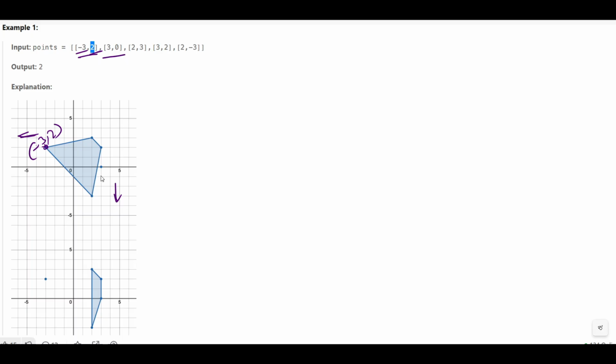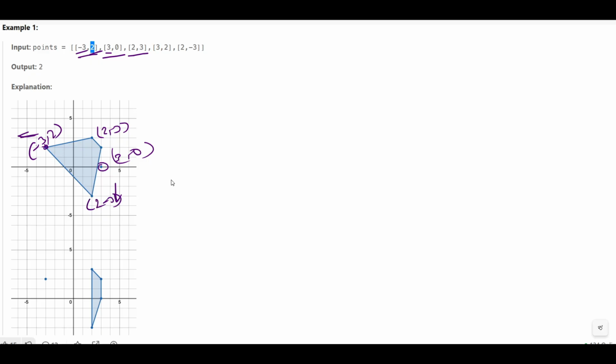Then we have 3 0, meaning 3 should be at this point on x, so we come here, and y is 0. So this is another point we have given, 3 and 0. Then we have 2 and 3. When x is 2, we'll go here and mark it as 3, so we can say this one is 2 and 3. And then we have 2 and -3, so we can say this one, 2 and -3.